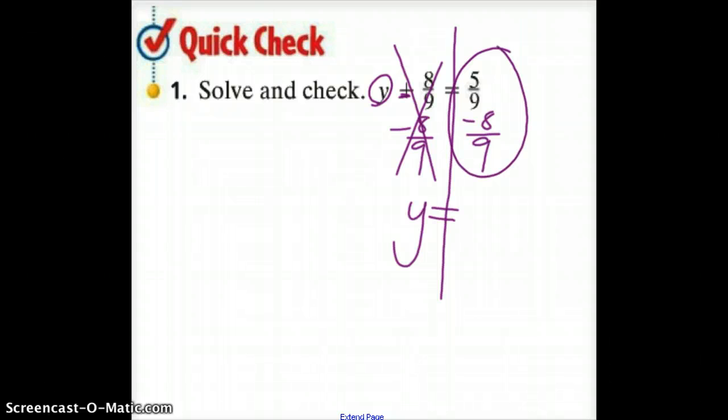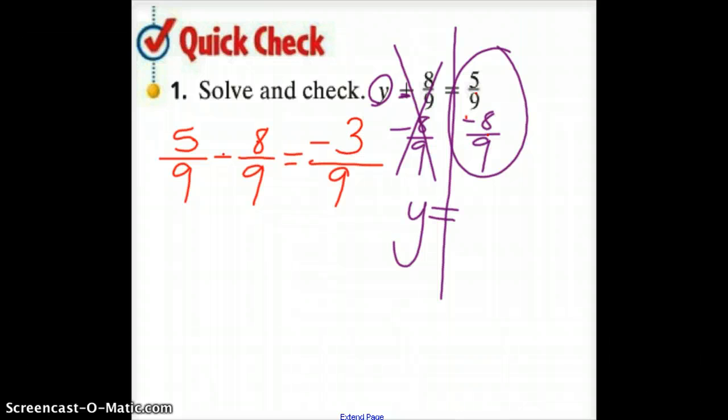Let me transfer that over here. I need a little more room to write. 5/9 minus 8/9. Luckily, my denominators are the same. So my answer will be over 9. 5 minus 8 is -3. This can simplify, always simplify your fractions, to -1/3.